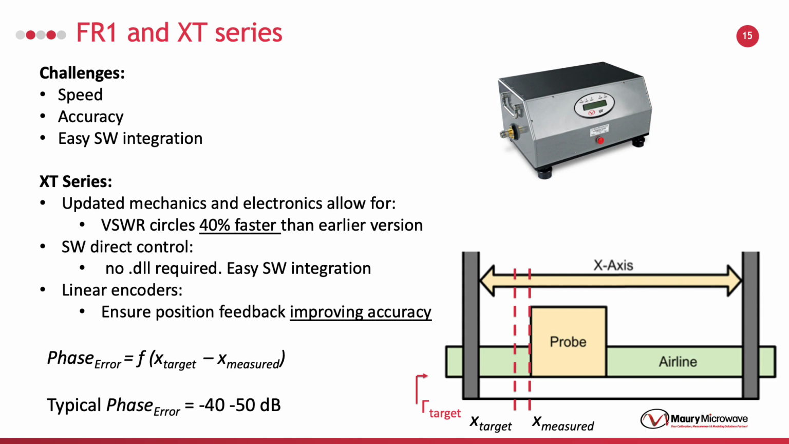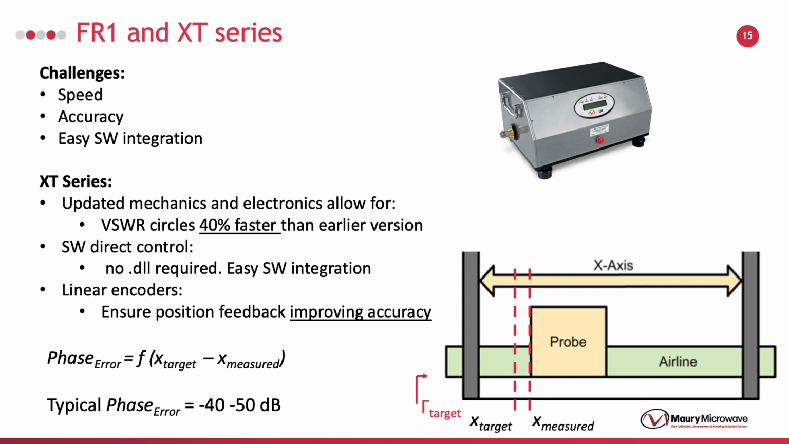The advanced speed is a mandatory need now in DVT applications. The software direct control is an easy way to integrate the tuner in your code, avoiding DLL import and speeding up connection speed and software implementation. Linear encoders on the horizontal axis ensure accurate carriage positioning and improved repeatability by 5 to 10 dB.